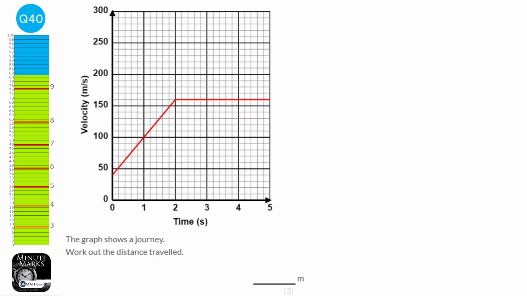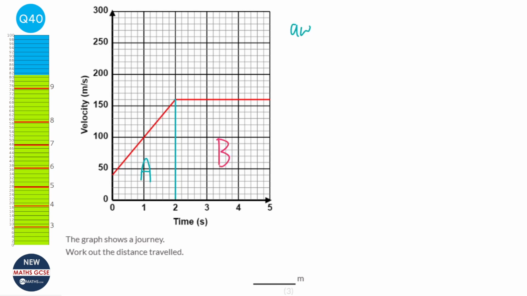To find the distance or displacement on a velocity time graph, we're actually going to find the area underneath the graph. And to do that, we're going to split the graph into 2. And we've got the trapezium on the left-hand side, and we've got this rectangle on the right-hand side.